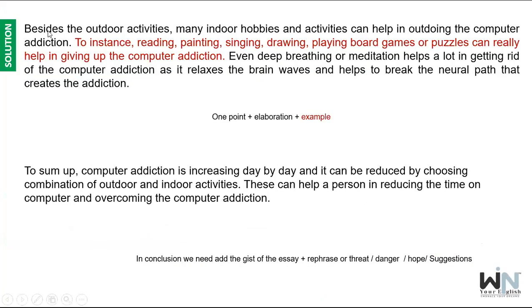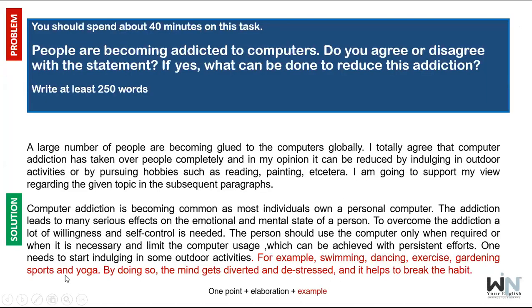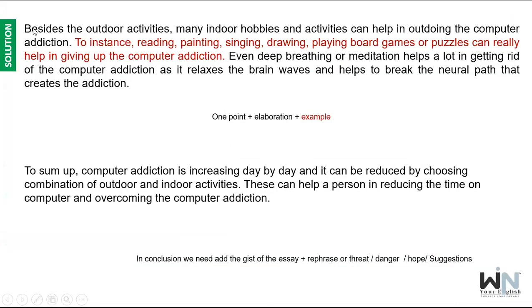So this was the first paragraph, and the second paragraph is going to be this. We have to follow the same method: one point, elaboration and example. We do not write 5, 6, 7 points. We don't need many points, we need just one point, elaborate it well, provide an example, that's it. Besides the outdoor activities that we mentioned earlier, so we write besides the outdoor activities. Basically this phrase connects the first paragraph with the second paragraph. It's a kind of linker over here.